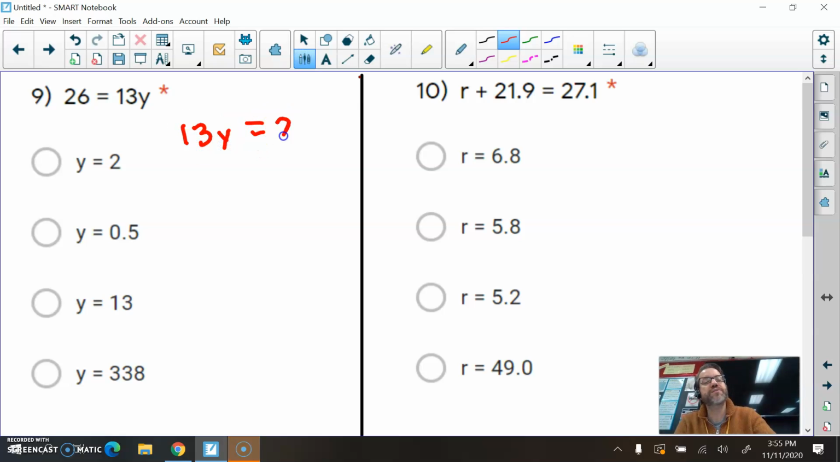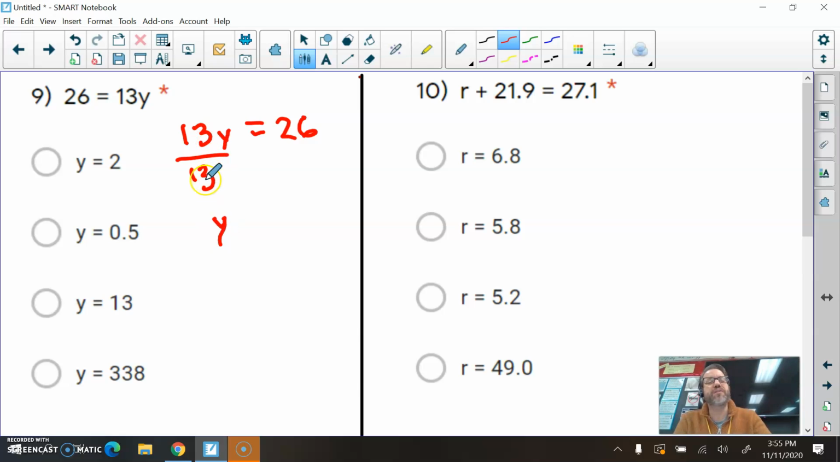equals 26. I can just reverse it if I want to, because some of you might feel more comfortable seeing it with the variable on the left-hand side. So you can do that if you want to. You wouldn't need to. I kind of like to. It's up to you though. Anyway, to undo this multiplication that's happening here, the inverse would be to divide. Divide by 13. 13 divided by 13 is 1y.